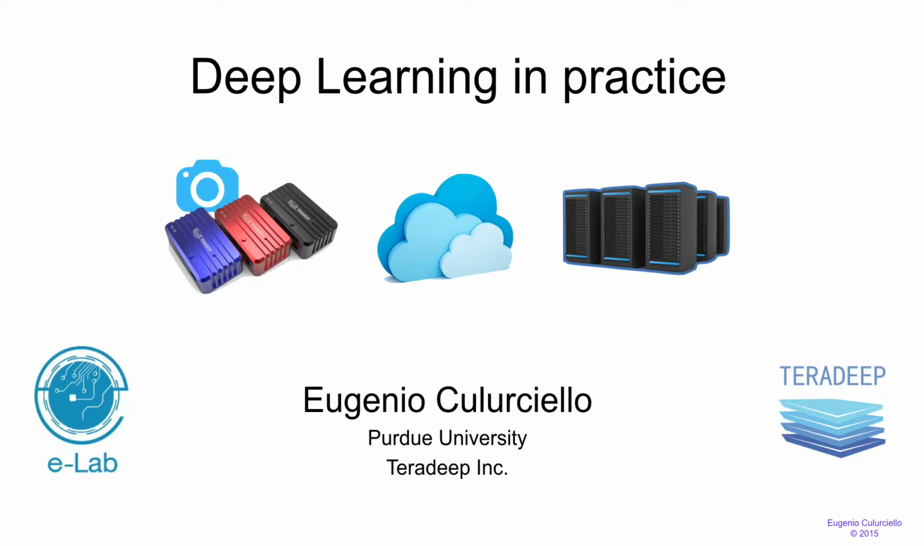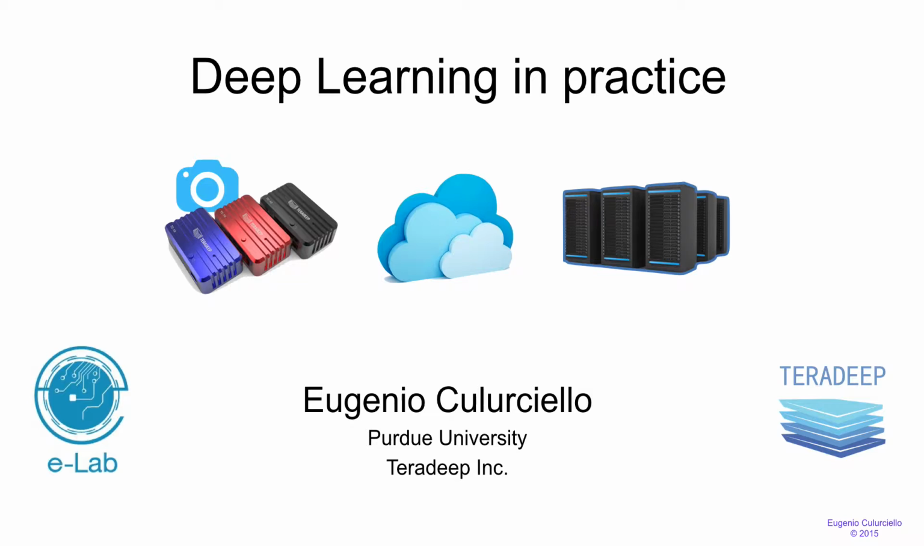Today, we're very happy to have Dr. Eugenio Culurciello here with us. He received a PhD degree in electrical and computer engineering from Johns Hopkins University in 2004. He's currently an associate professor of the School of Electrical and Computer Engineering, the Weldon School of Biomedical Engineering, the School of Mechanical Engineering, and of Psychological Sciences in the College of Health and Human Sciences at Purdue University, where he directs the ELAB laboratory.